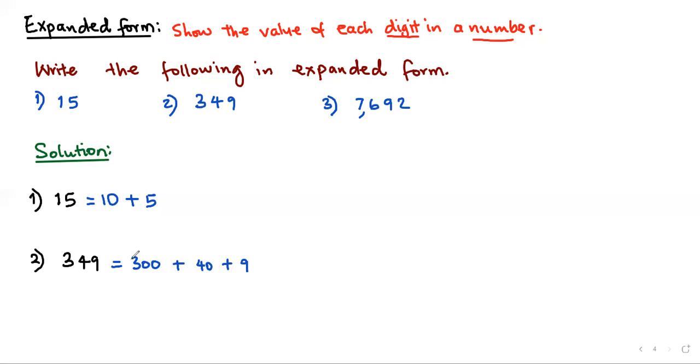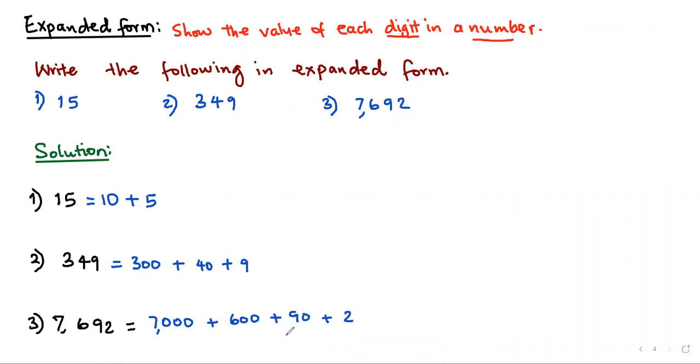Lastly, we need to know 7,692 in expanded form. So how can I get that? Let's go. 7,000 plus 600 plus 90 plus 2. Very good. So that's what we call expanded form.